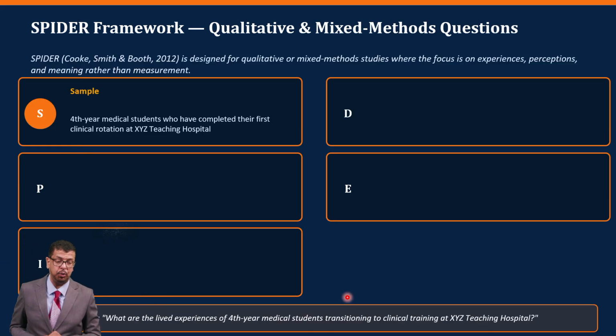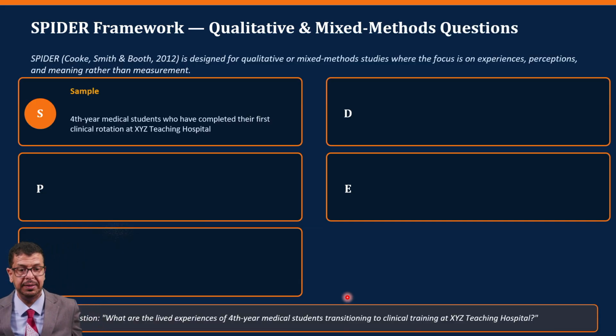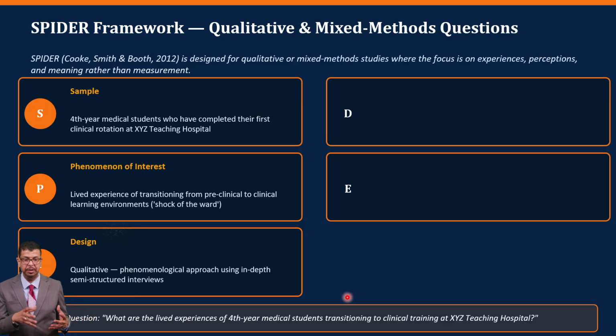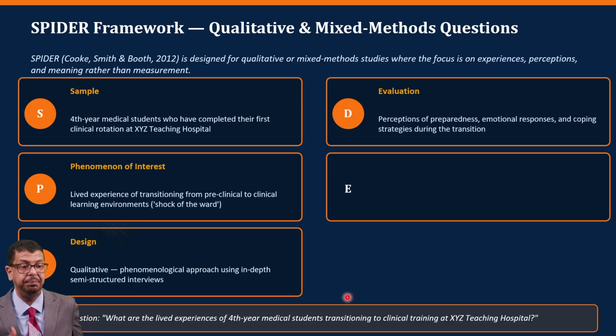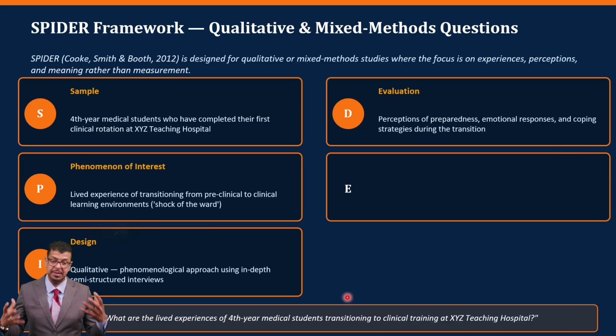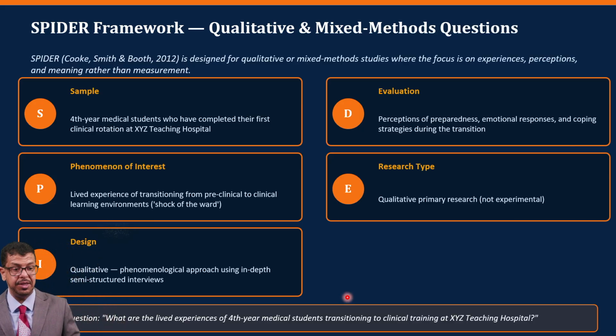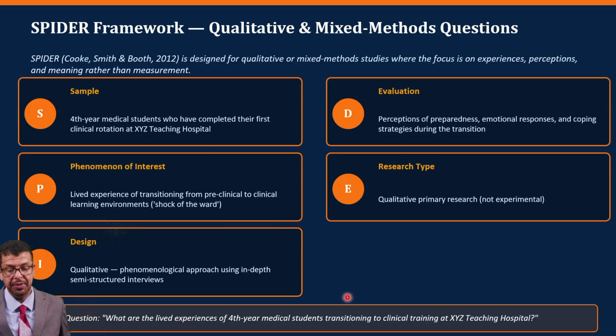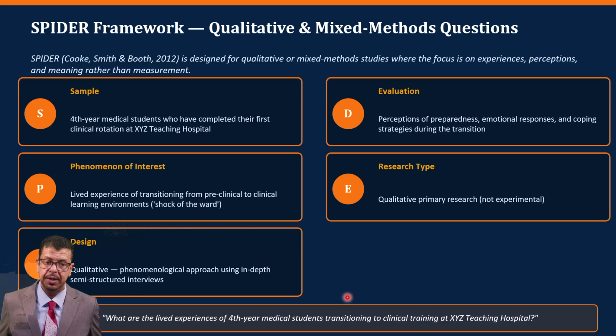We use SPIDER for qualitative and mixed research methods. S for sample, maybe fourth year medical students who have completed their clinical rotations. Phenomenon of interest, lived experience, transition from preclinical to clinical. Design, using phenomenology or another qualitative design. Evaluation: their perception, their emotions, their coping strategies, their stress. And the research type may be qualitative; typically it's not for experimental research. And the question here could be: what are the lived experiences of fourth year medical students transitioning to clinical training in a hospital? So this is the framework for a question.